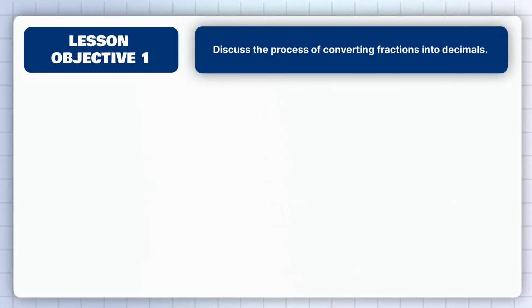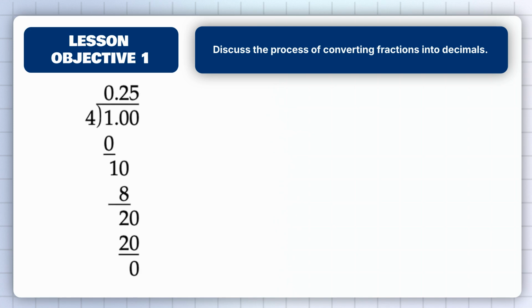We'll begin by tackling a simple example of converting a fraction into a decimal. Let's convert the fraction 1/4 into a decimal. We perform long division. Therefore, 1/4 equals 0.25.